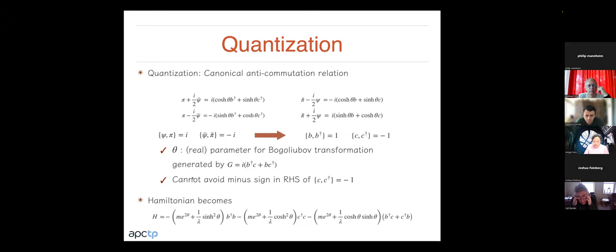Then from the previous Lagrangian, you can calculate the Hamiltonian and express it in terms of the canonical variables. Using this transformation, you can also express it in terms of b and c. This is the result. Here, theta is just the Bogoliubov parameter, the real parameter that I mentioned.